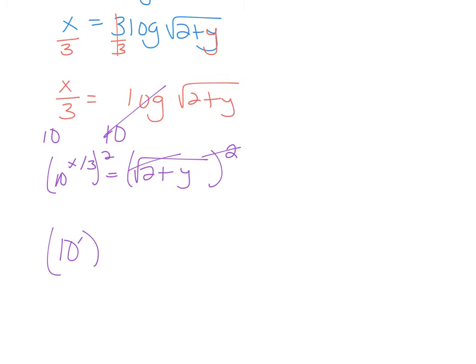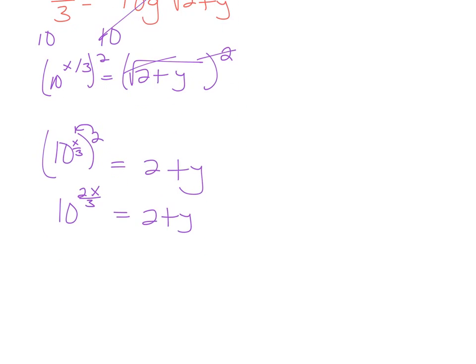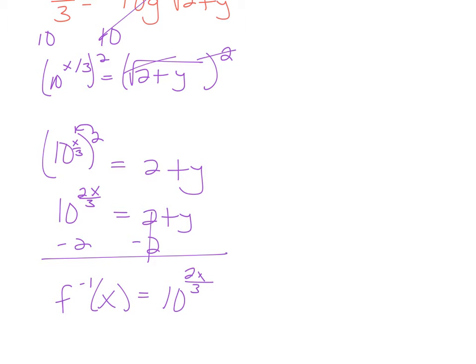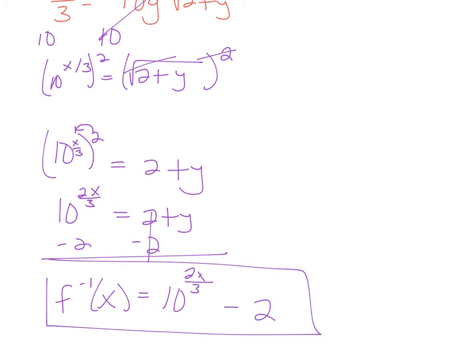Now you have x over 3 on the inside and a 2 on the outside equals 2 plus y. You could bring that 2 inside and get 10 to the 2x over 3 equals 2 plus y. But ultimately the last thing you need to do is get the y alone by subtracting the 2. So your inverse is equal to 10 to the 2x over 3. I'll rewrite that because I don't like the way I wrote it. So 2x over 3 minus 2. And this is your final answer.